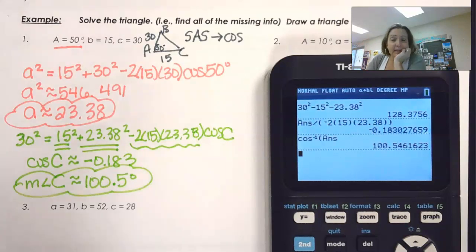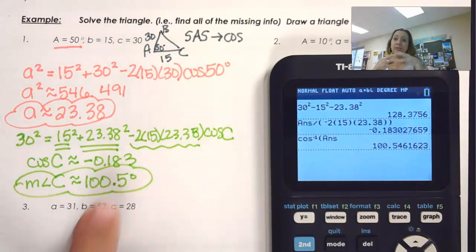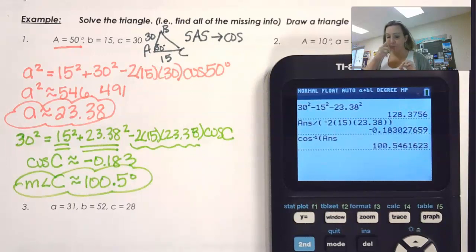The reason I wanted to find that first is because if we had tried to use the law of sines for that, we would have been out of luck. Remember, inverse sine won't give us an obtuse angle. We would have to do different work for that. So that's what's nice about sticking with the law of cosines.